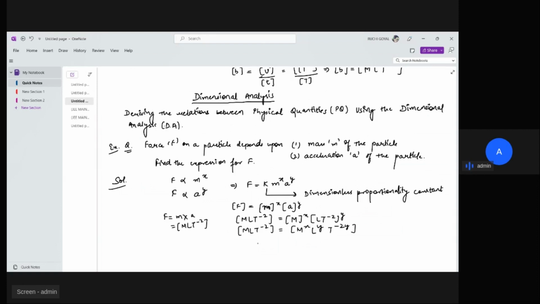Now comparing both sides, what is there? M1 is equal to M raised to power x, so x will be equal to 1. L1 is equal to L raised to power y, so y will be equal to 1.